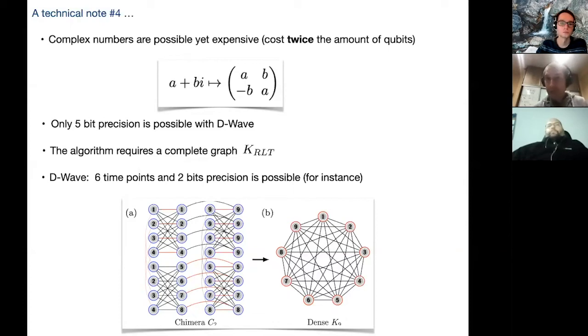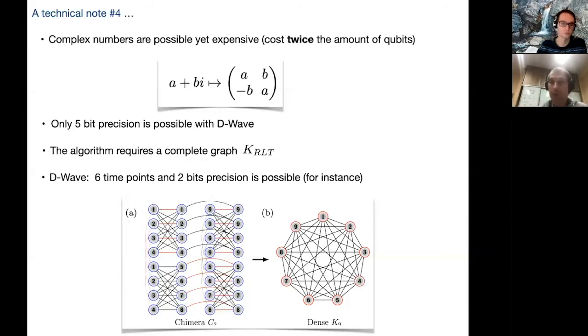To give you a flavor of what was possible with the previous generation, since we have a new generation that we haven't tried yet: with the previous generation, we could, for example, simulate 6 points using 2 bits of precision, using something called embedding. We needed to use many physical qubits to represent one single logical qubit. This is called embedding, to mitigate the lack of connection between qubits. All those are technical aspects that I hope explain why the algorithm scales so badly.